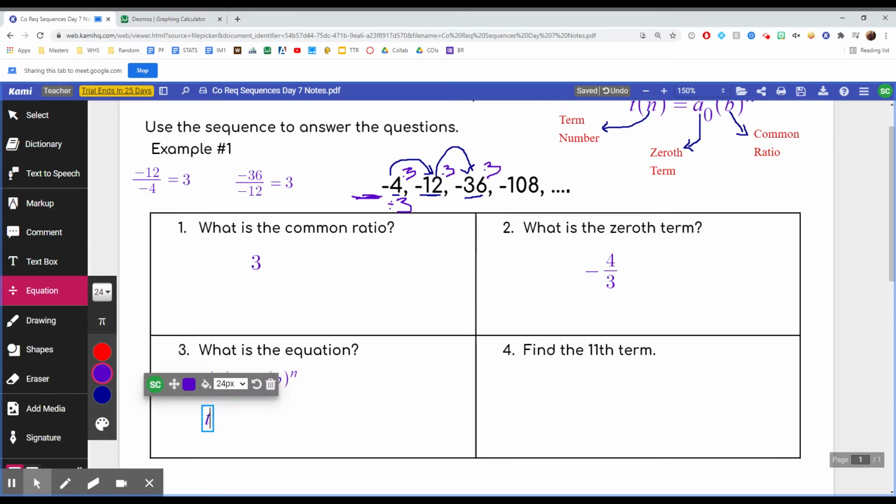Okay, so T of n remains the same. That's equal to -4 divided by 3, my 0 term. And then open parentheses to indicate the multiplication with the common ratio, which in this case is 3, close parentheses, shift and 6 to send the next term to the exponent, and type n. Okay, and that gives me the equation.